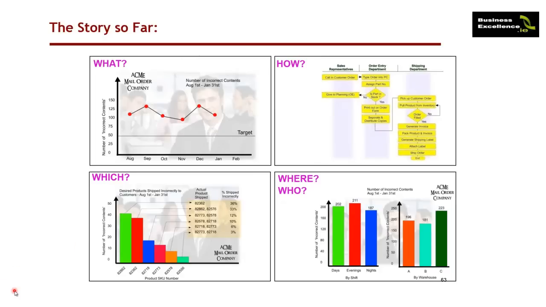So what we've looked at up to now in the case study is that we've looked at what, and the problem specifically we're looking at is incorrect contents. We've looked at how, as in how the customer calls in the order, how the order is picked and shipped. We've looked at which particular products are causing us problems, and we've decided to narrow the scope down to two specific products, 82862 and 82362. We've looked at the who and the where, so we've looked at it by shift and we've looked at it by warehouse. So the one thing we haven't done up to now is understand the why.